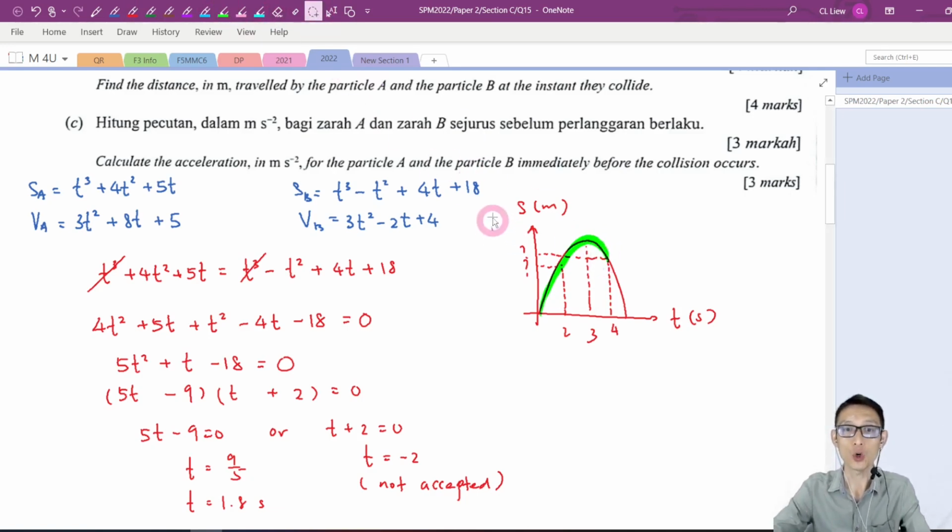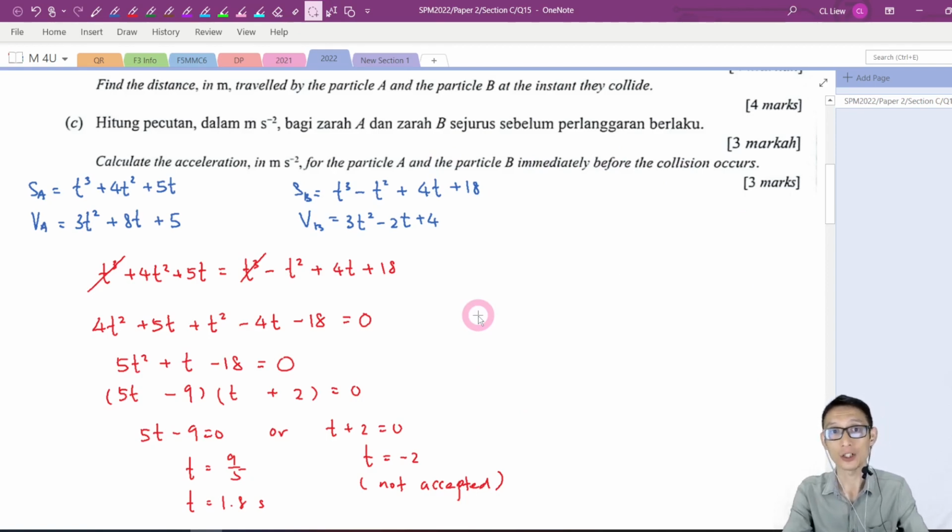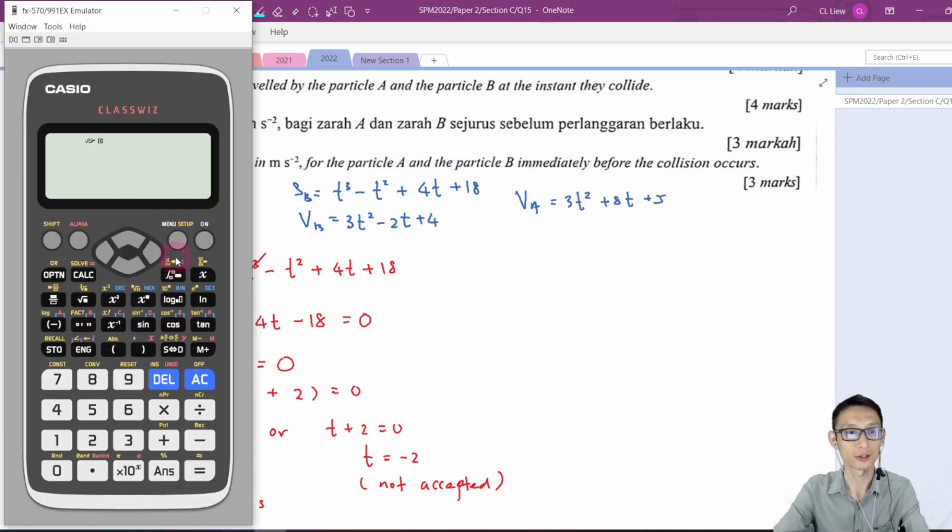So how do we know when the particles start to turn direction? Turn direction, v is equal to 0, right? So I'm going to use my calculator to help me to know when the particles start to turn direction. So just press your calculator.